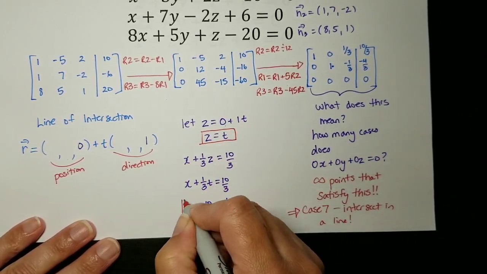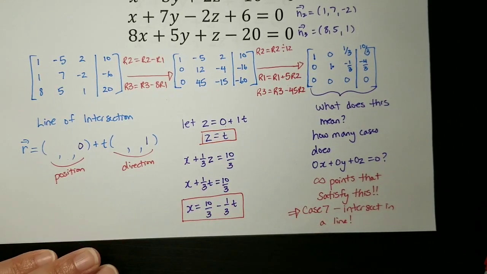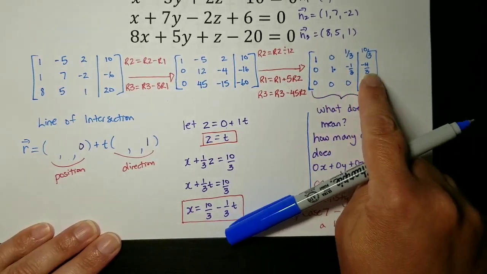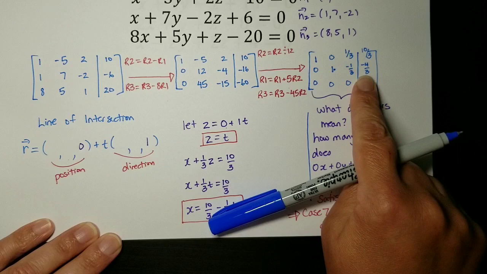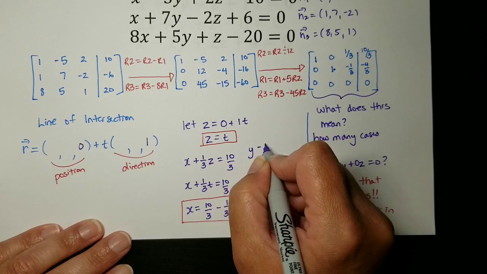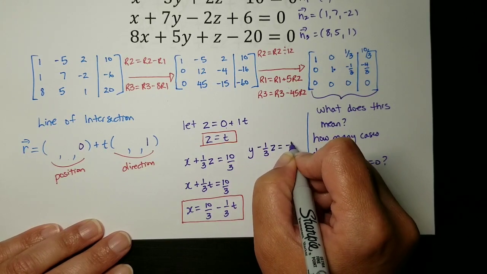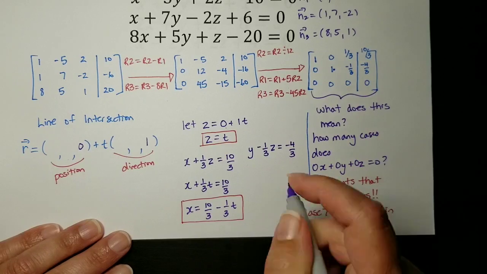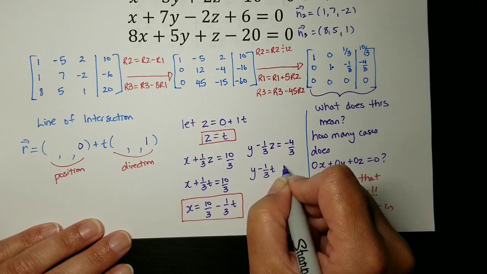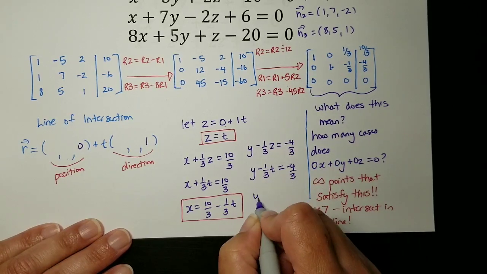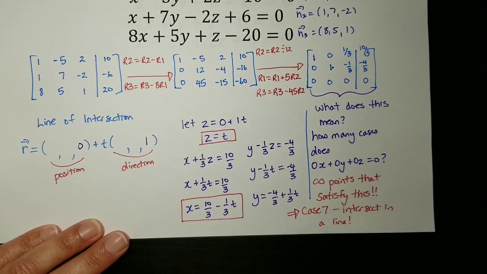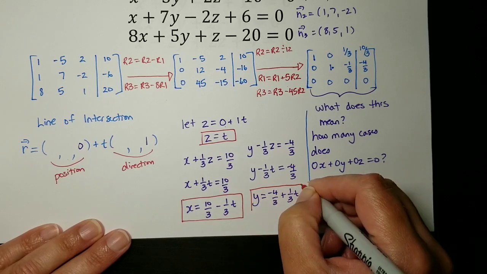So that's one parametric equation, that's another parametric equation, and from the middle row, pardon me, I'm going to find a parametric equation for y. I know that y minus 1/3 z equals negative 4/3 from this middle line. So if z is t, y minus 1/3 t equals negative 4/3, where y equals negative 4/3 plus 1/3t. So those are my 3 parametric equations.